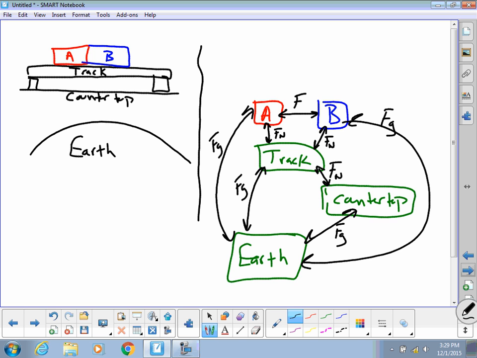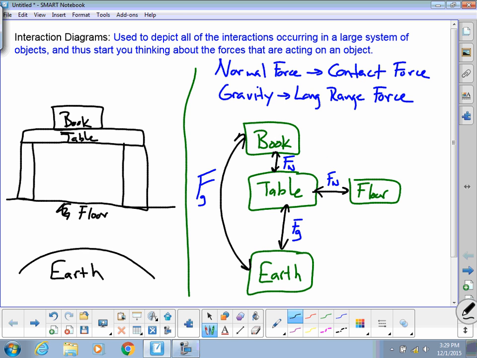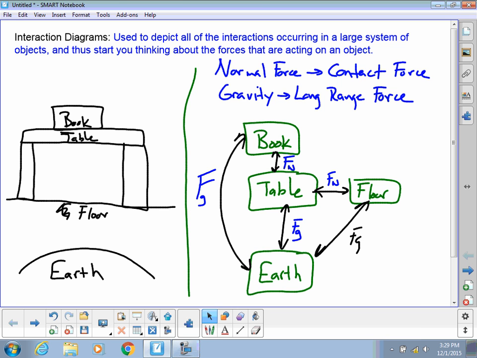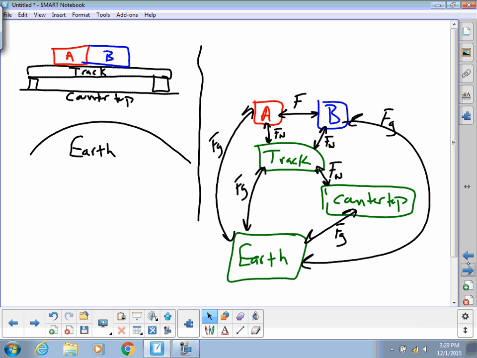Okay, something's bothering me about this other one here. I suppose we could also say that there's a force of gravity between the floor and the earth. Can't escape gravity. All right, so let's make that complete. Okay, so that one's complete. We'll go back over here.